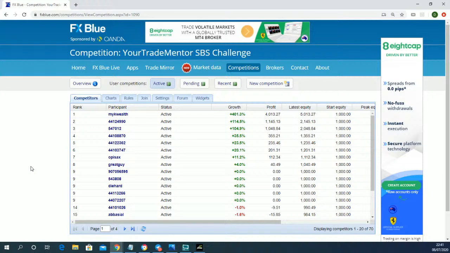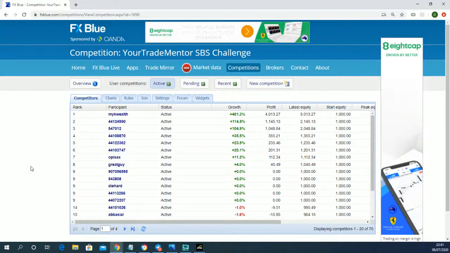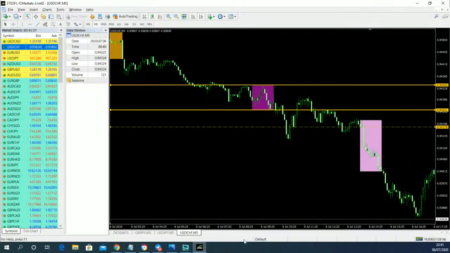How many pips? Is it 10 pips? Is it 20 pips? The good thing about SBS is that it gives you a specific stop loss, so you know your stop loss before you start trading. Let's assume this is where you enter the market.